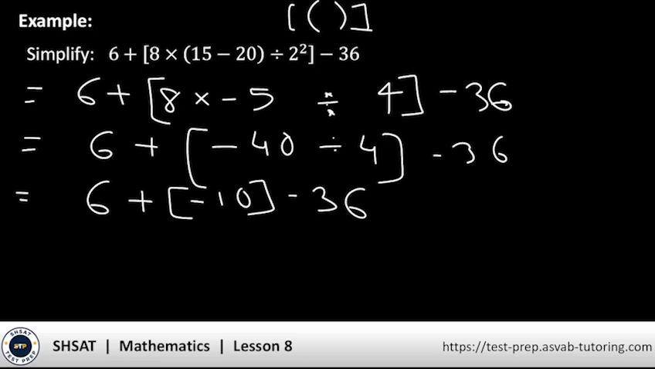Now what you do is to break the parentheses. Outside the parentheses you have a positive, inside you have a negative. So these two will mean positive and negative will be negative. So that's just 6 minus 10 minus 36.